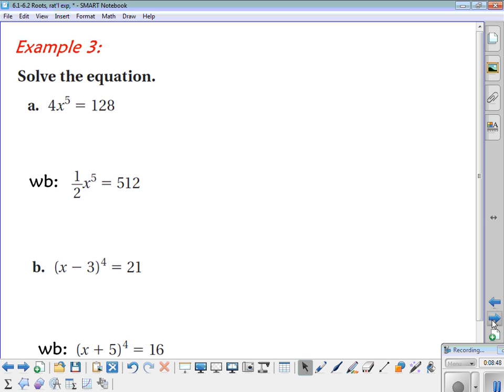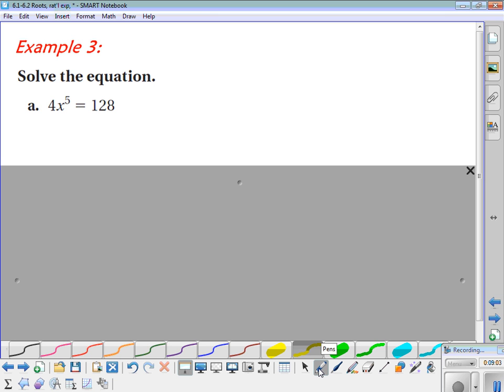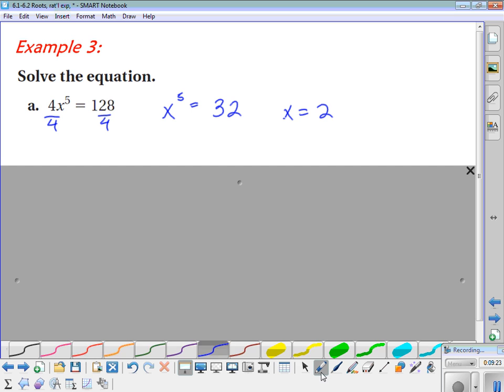Okay, so now we can use the roots to solve equations, so don't worry about the whiteboard ones yet. Okay, so if I have 4 times x to the 5th equals 128, I can divide both sides by 4. And then I have x to the 5th is equal to 32. And you guys all know what the 5th root of 32 is, right? So x would have to equal 2. Now, could it be -2? Not in this case, because it's a 5th root. Right, so it would just be 2.